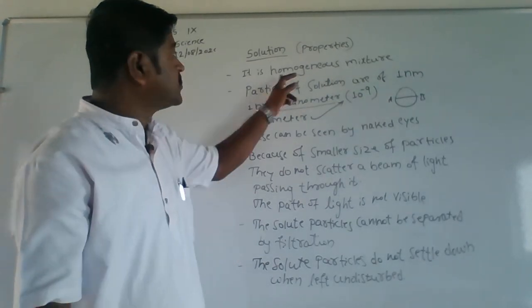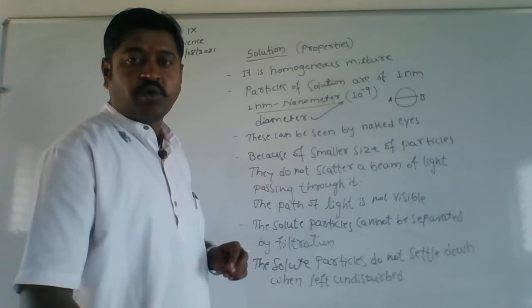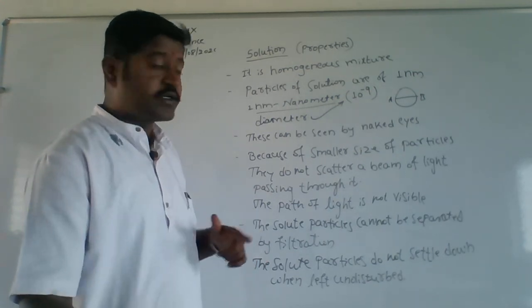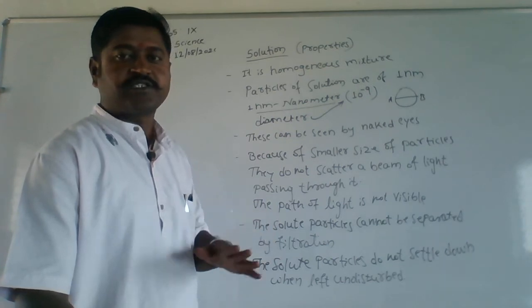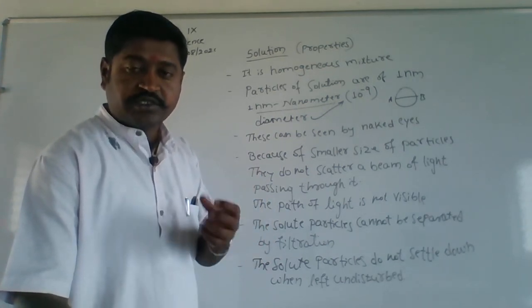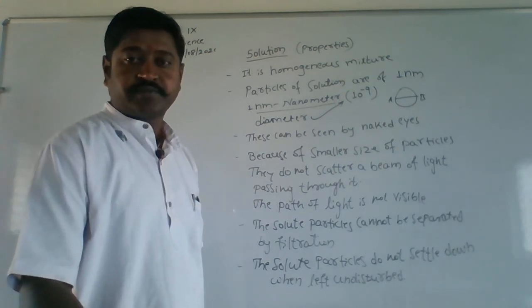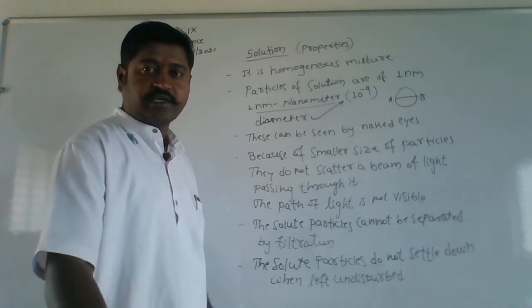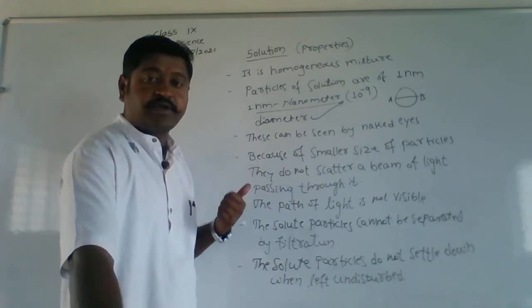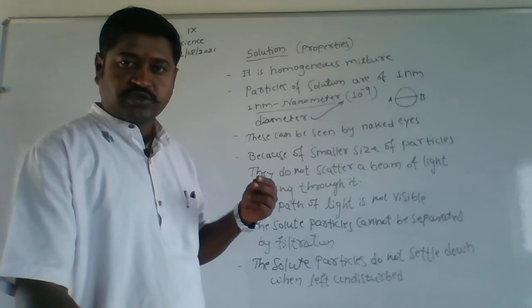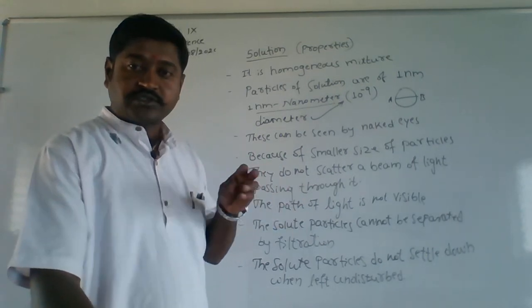It is homogeneous mixture. Then particles are of size 1 nanometer. What is 1 nanometer? It is 10 raised to the power of minus 9, that is the size of the particle's diameter. As they are smaller in size, we cannot see them by naked eyes. The next, because of this small size of particles, they do not scatter the beam of light passing through it. So whenever light is passed through this solution, the path of light is not visible.